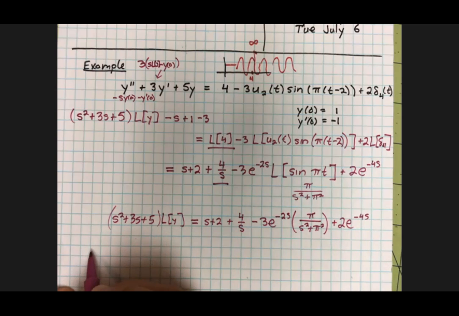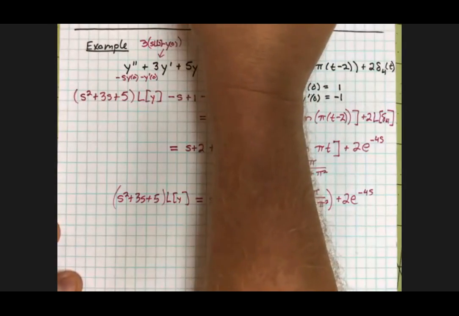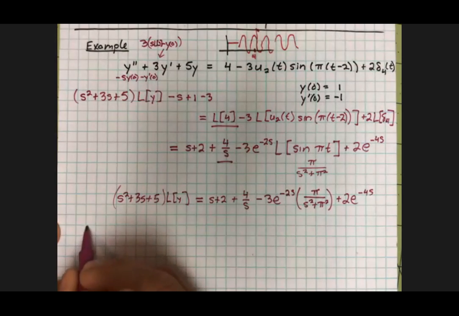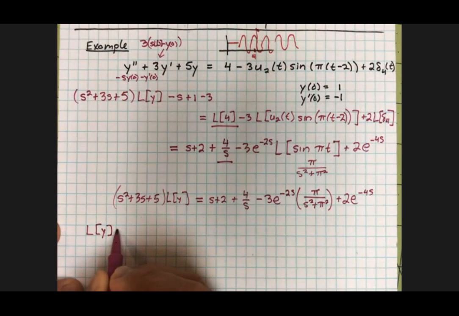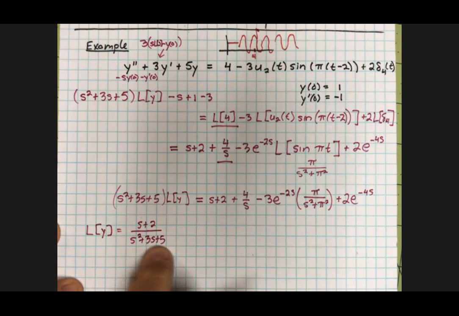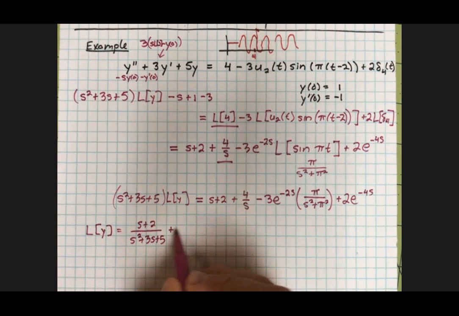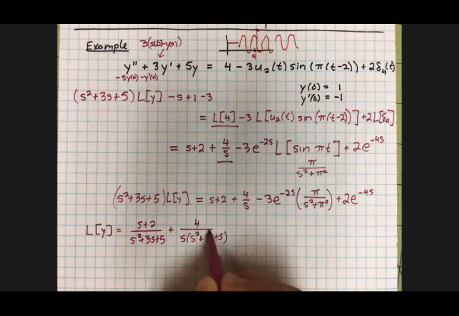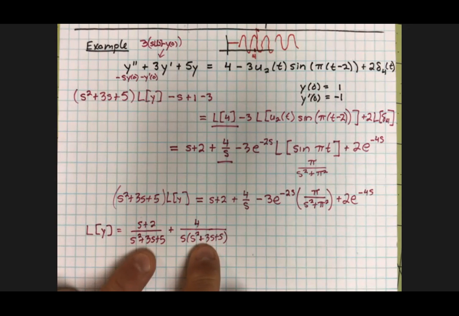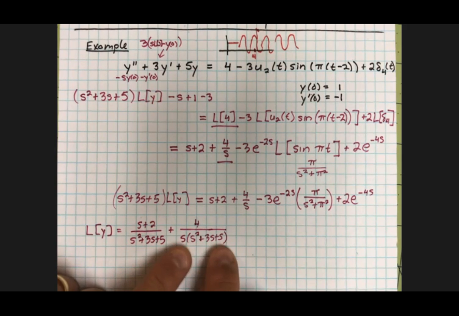So let's do that. Advance the paper. L of y equals s plus 2 over s squared plus 3s plus 5. I'm going to complete the square on this because this is an unfactorable quadratic, and that 3 is going to cost me. Then plus 4 over s times (s squared plus 3s plus 5). This is going to be partial fraction decomposition. And I'll have a quadratic term that can maybe merge with this quadratic term. We'll have to see how nicely that comes out. But this is partial fraction decomposition.